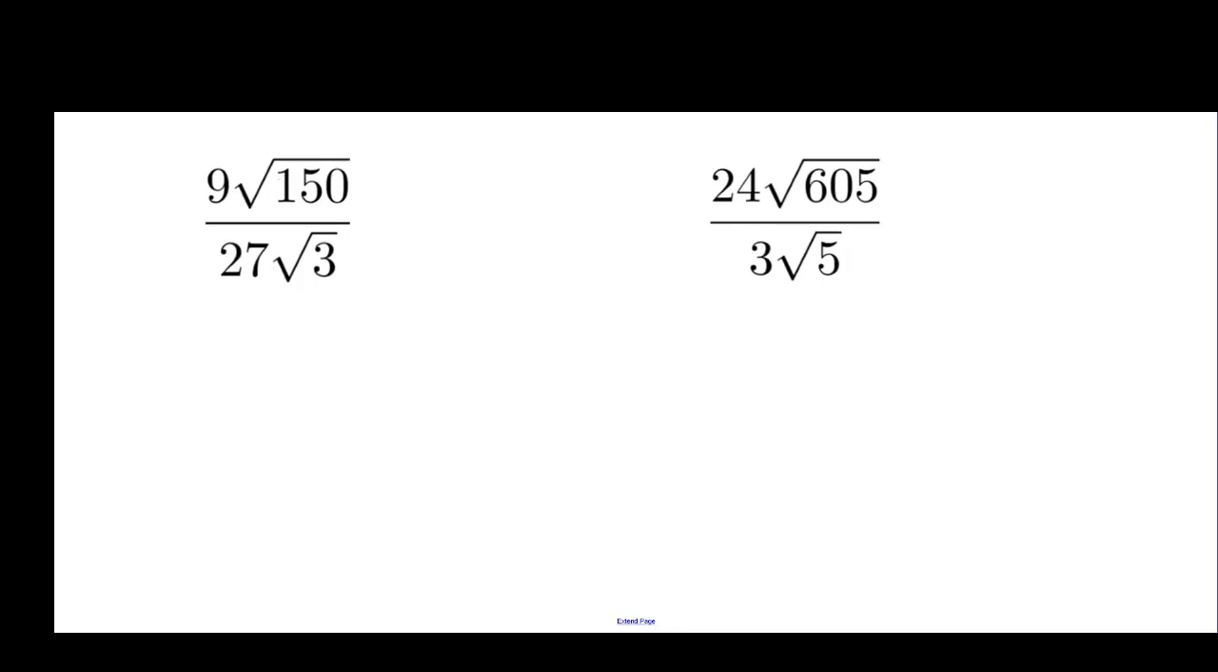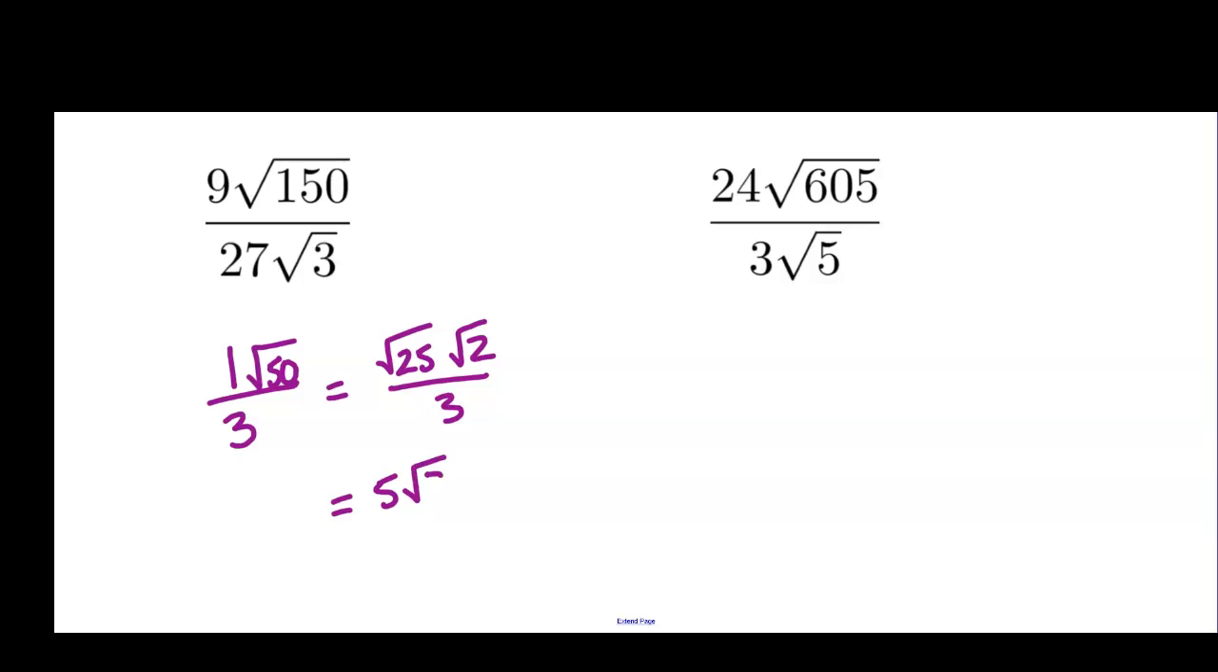Now to division problems. We have 9 square root of 150 over 27 square root of 3. The 9 and the 27 we can divide. That gets us 1/3. Then 150 divided by 3 is going to be square root of 50. Now the 50 can simplify, so that's square root of 25 times the square root of 2 over 3, which gives us 5 square root of 2 over 3. And that's our answer in simplest radical form.